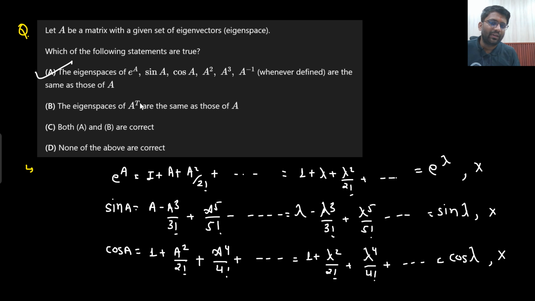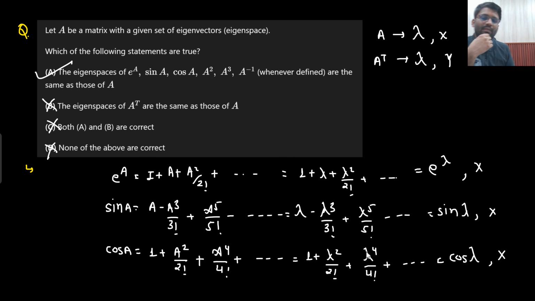The eigenspace of A transpose is the same as that of A. That is wrong, right? If A has eigenvalue lambda and eigenvector x, then A transpose will have the eigenvalue lambda only, but the eigenvector you cannot comment on. The eigenvector would be some y. I already told you this. So this is wrong. So only option A is correct. Understandable? All good? For A it is true, but for A transpose no.